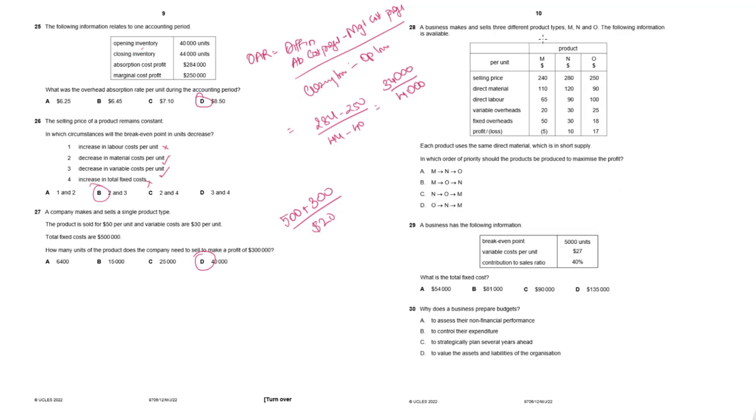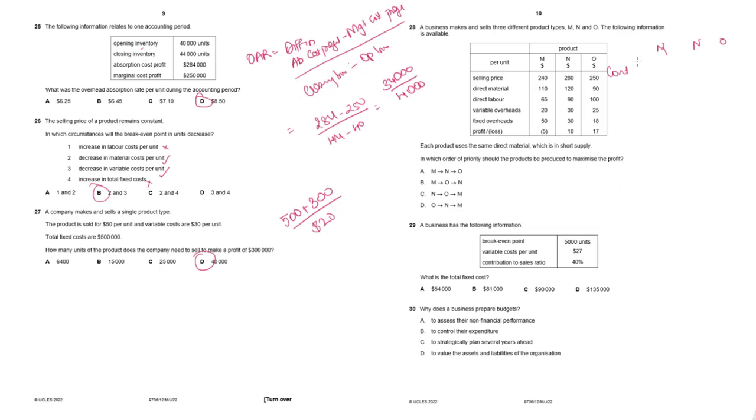A business makes and sells 3 different products, M, N and O. The following information is available. Selling price is given, direct material, direct labor, variable overheads, fixed overheads, and profit and loss is given. Each product uses the same direct material which is in short supply. Whenever there is a constraint in raw materials, you will have to give ranking. And the ranking has to be based on contribution per unit of direct material or per dollar of direct material. Whatever is the raw material that is in constraint has to be considered as the limiting factor. So product M, N and O.